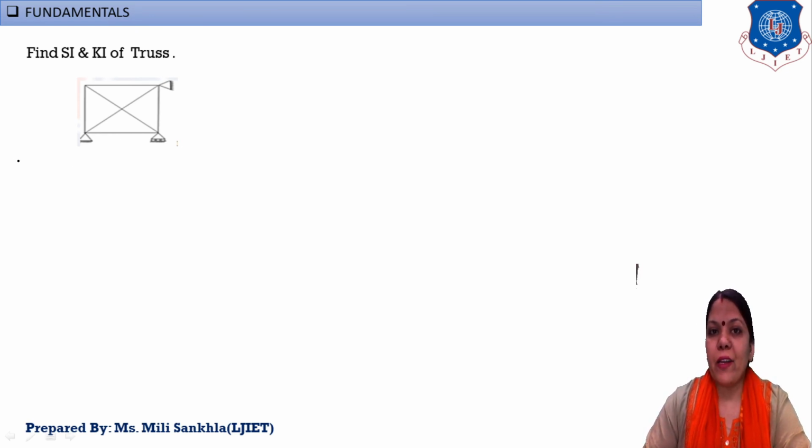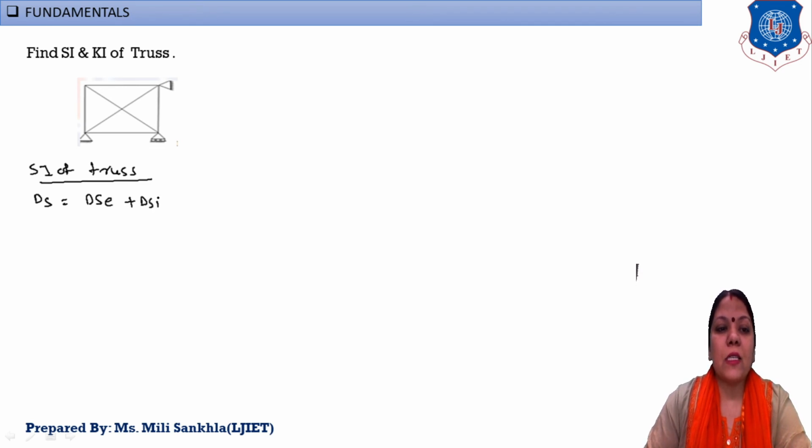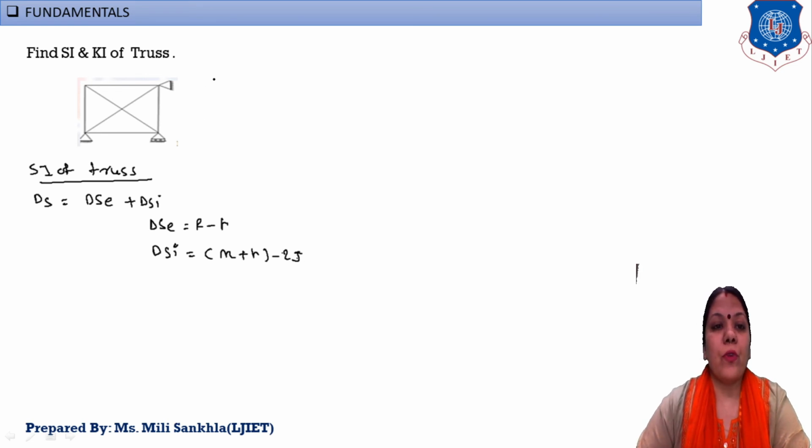Okay, now first we find out SI, so right here SI of truss. What is the equation of SI? DS is equal to DAC plus DSI. DAC is equal to capital R minus small r, and the equation of DSI is equal to m plus r minus 2j. Now one by one we first mention the values. First write down capital R, then small r, then number of members and number of joints.